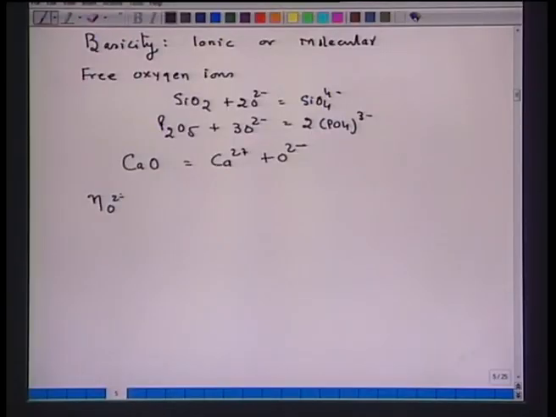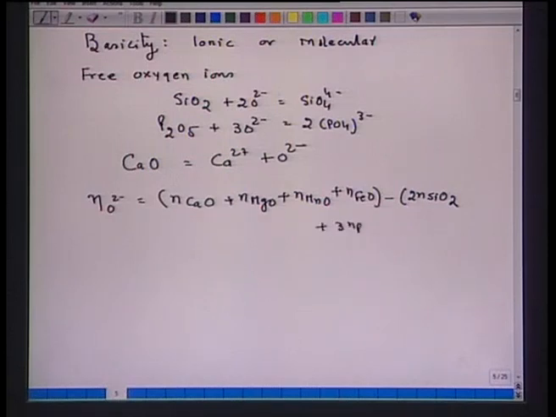So we can quantify the free oxygen available per 100 gram of the slag, that will be equal to N_CaO plus N_MgO plus N_MnO plus N_FeO, because they are all oxygen donors, minus 2 N_SiO2, because 2 O2- is required, plus 3 N_P2O5, because 3 O2- is required, plus N_Al2O3 and so on. So any oxygen ions available after satisfying the requirements of all acidic oxides will be free, and we can consider the free oxygen ions as the index of basicity of this slag. But from the shop floor point of view, it is very difficult to determine the free oxygen ions.